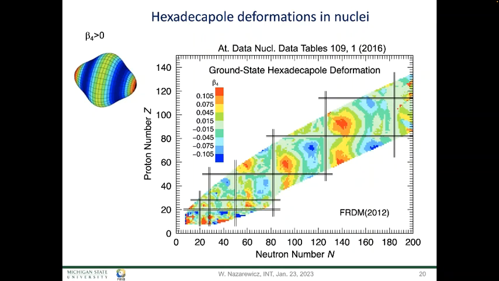As you are filling the shells, in a given shell, you will first go through the levels which have large intrinsic hexadecapole moments. And then there will be levels which have negative hexadecapole moments. And this will impact the total hexadecapole moment of the system.